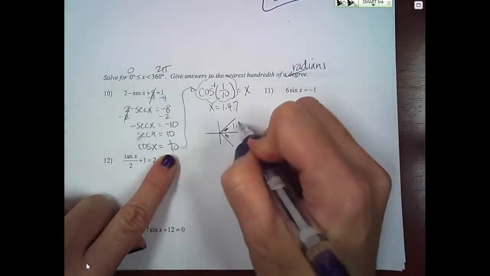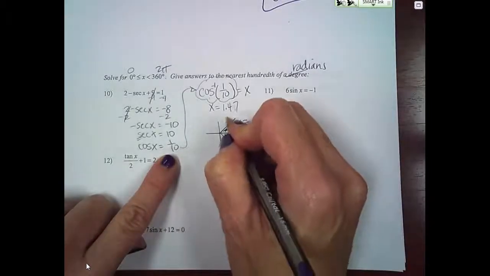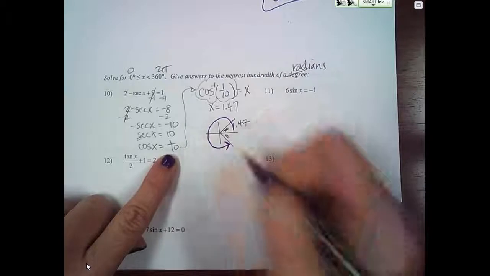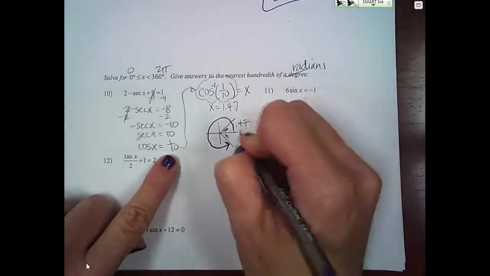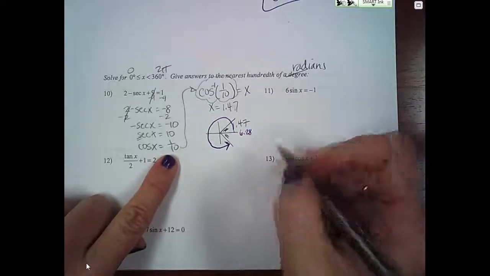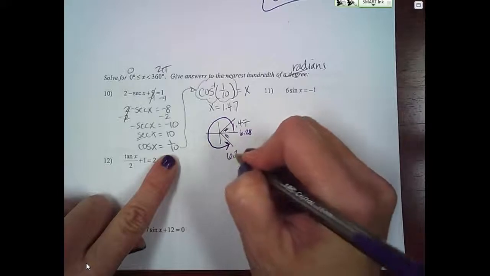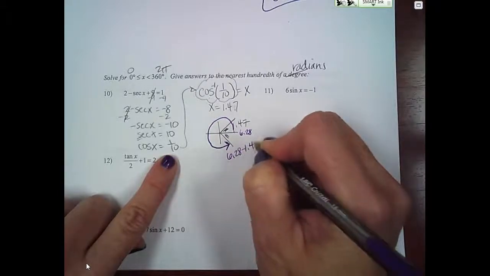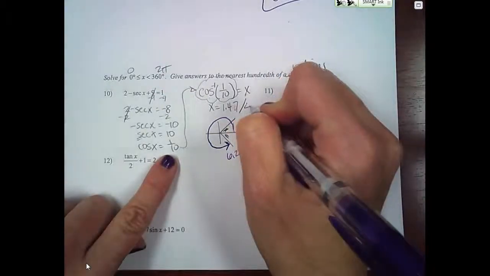So this is 1.47. To find your other picture, you start here and you're going to travel all the way to the other angle. Right? I know if I traveled all the way around, I would be at 6.28. And I know this shaded is 1.47, so I'm going to back up. So this would be 6.28 minus 1.47. So my other answer is 4.81.